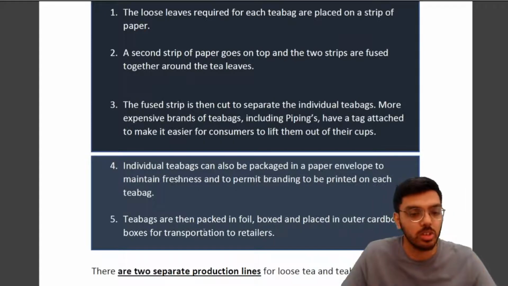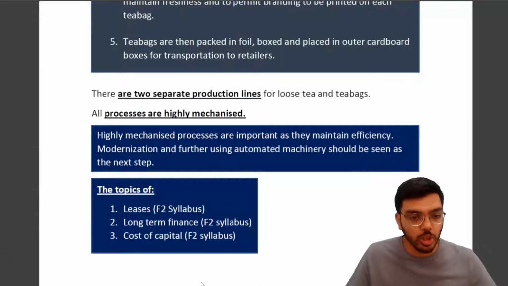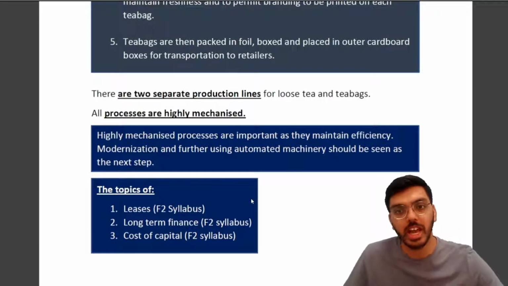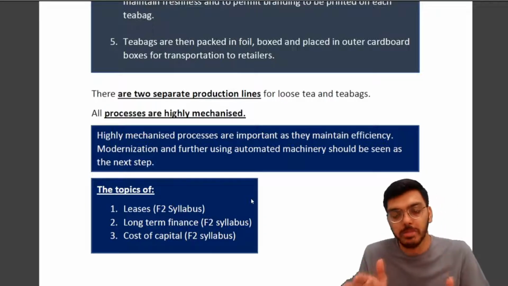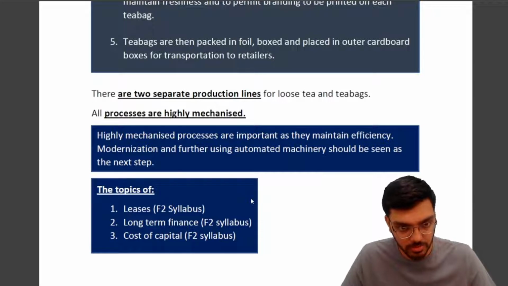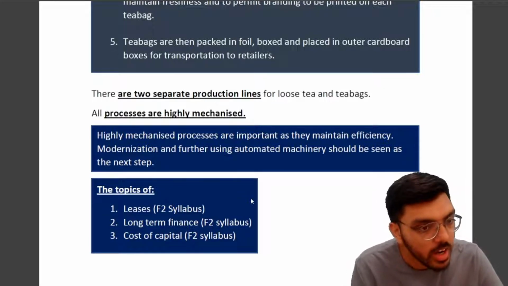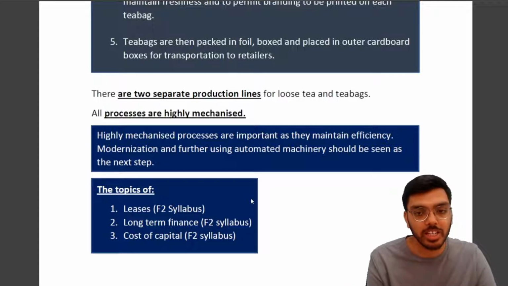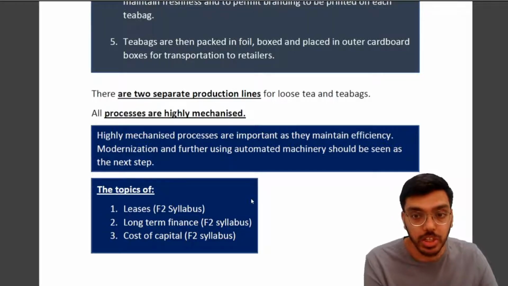They're just telling you this is how a tea bag is made. Now, there are two separate production lines for loose tea and tea bags. Loose tea is made on one line, tea bags on the other. All of the processes are highly mechanized. This tells me that a highly mechanized process is important to maintain efficiency, because machines can give you an efficient way of producing.